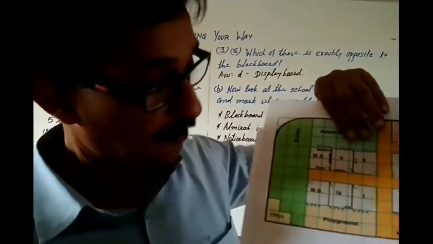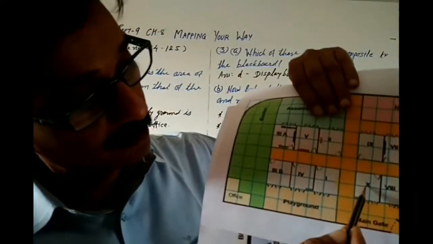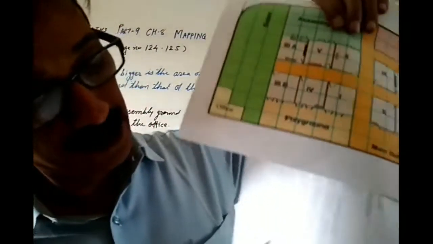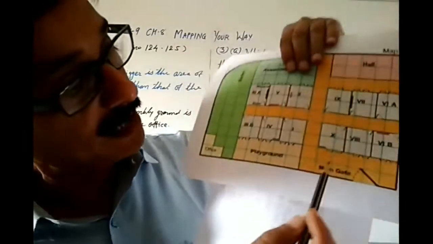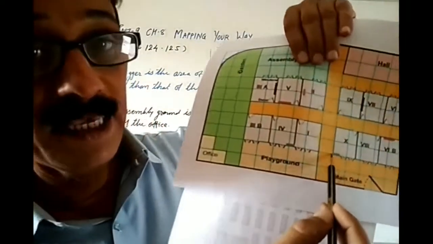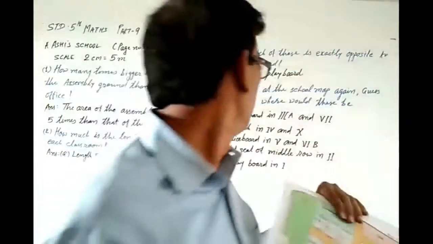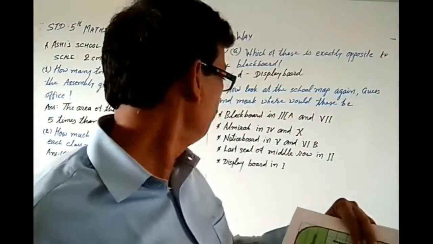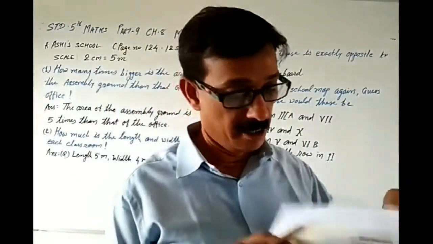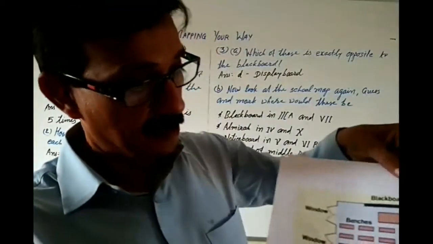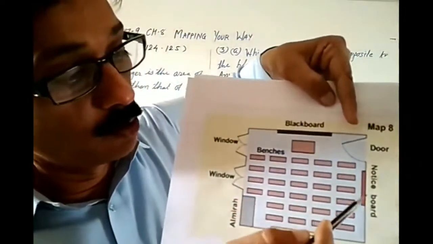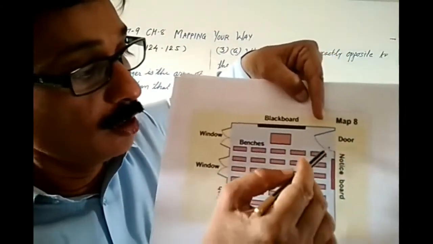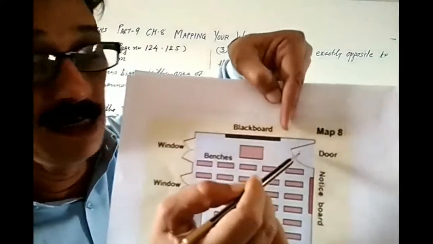And in the 10th standard, now 10th standard is here. Windows are here. Then you can see, where windows are there, almirahs are there. So here it can be the almirah in the 10th standard. Then after, notice board in 5th and 6th B. First of all, where is the notice board? See, the notice board is nearby the door, on the wall where the door is, isn't it?